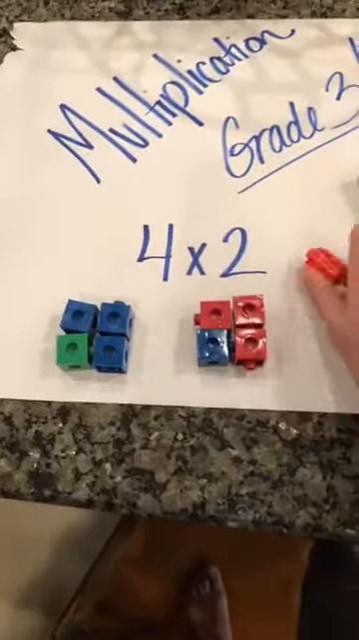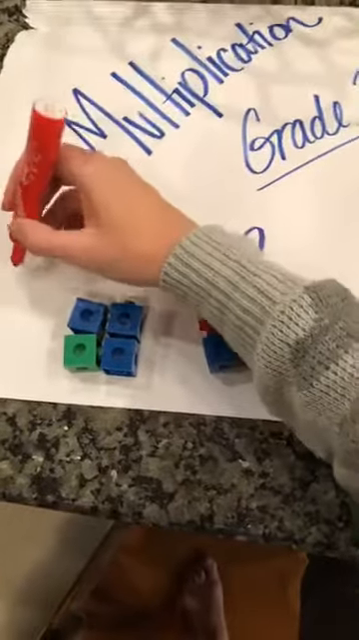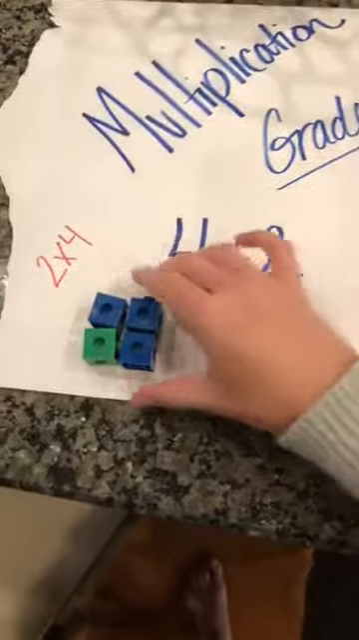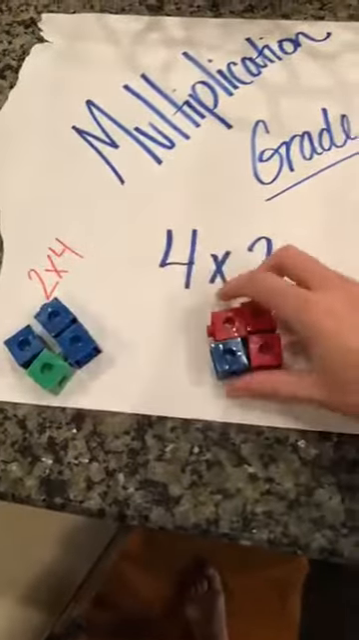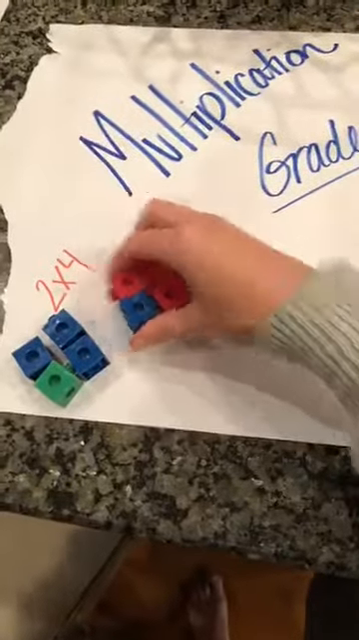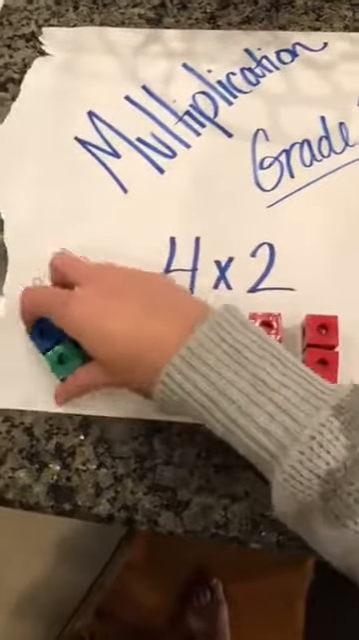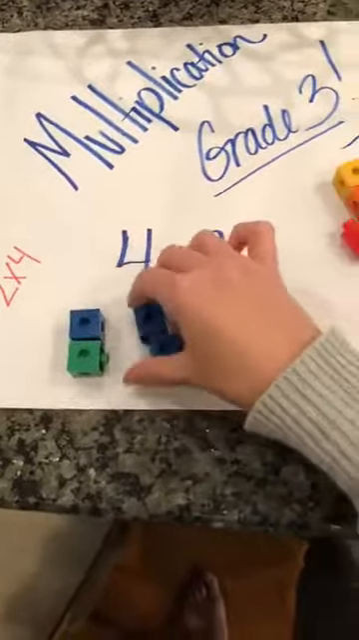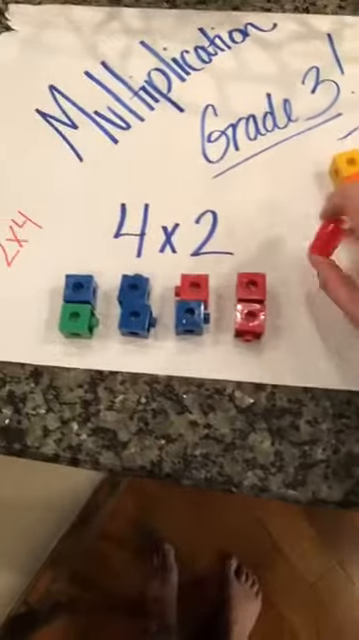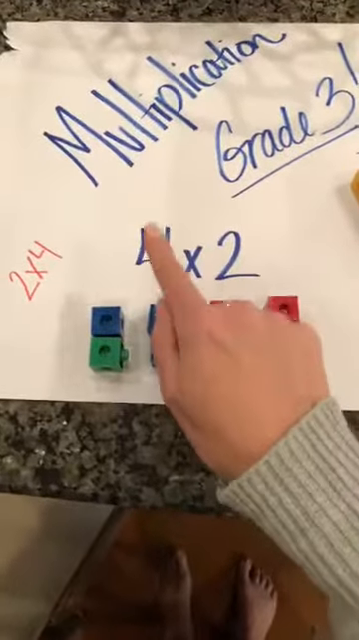So if I was to write 2 times 4, the model would then be this, right? 2 groups of 4. Likewise, 4 groups of 2 looks like this. And I know that sounds really silly, but we really need to make sure students clearly articulate what it means.